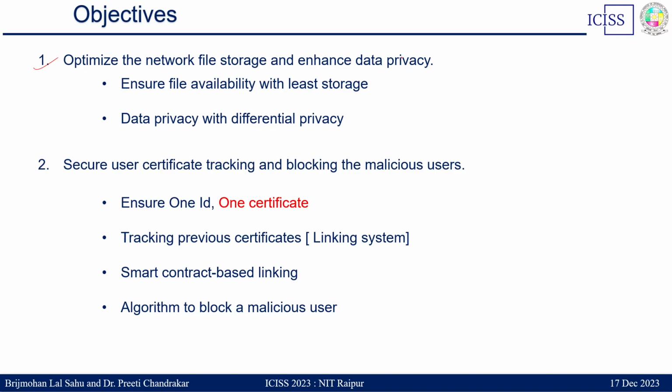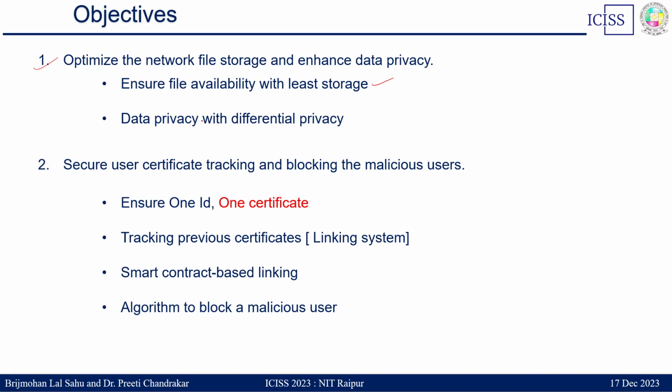second is enhanced data privacy. We want to create some kind of privacy layer so that the data, before going to the blockchain, can be sanitized. So we want to ensure the availability of files with the least storage, without hampering the availability of files, as IPFS is targeted at the availability of files. So we don't want to hamper that availability, but we want to minimize the storage space requirement. The second thing is data privacy.